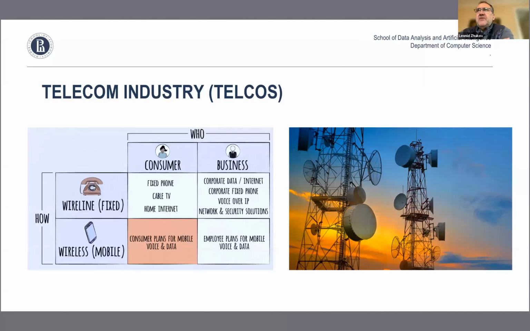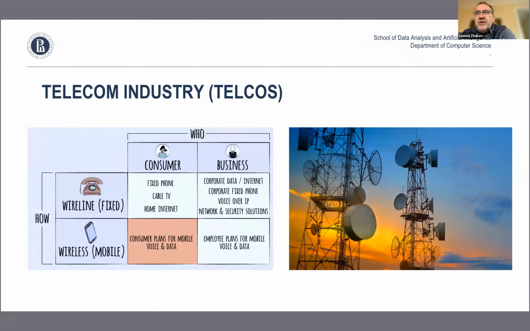So first, a few words about the telecom industry. We're dealing with telecoms on a daily basis. Our phones, our internet, it's all provided by telecom services. If you want to classify what telecom services are, it's good to look at, on one hand, how the services are being provided, and on the other side, to whom. The good description is wireless services like mobile services, or wireline fixed services. Typically, in home or in office, we have a lot of wired services, but each of us has, of course, mobile phones.